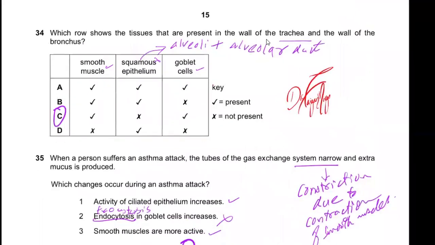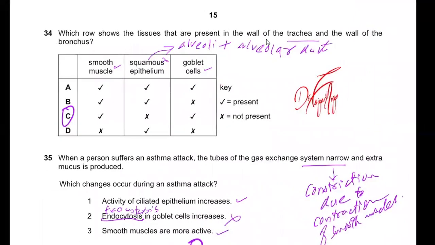Which row shows the tissues that are present on the wall of trachea and the wall of bronchus? Alveoli and alveolar duct always have squamous epithelial cells. So for trachea and the wall of bronchus, smooth muscle must be present, goblet cell must be present, squamous cell must be absent. So C is the answer.